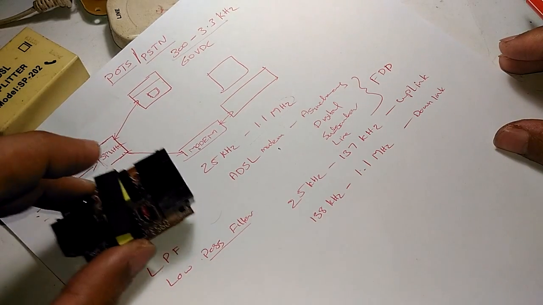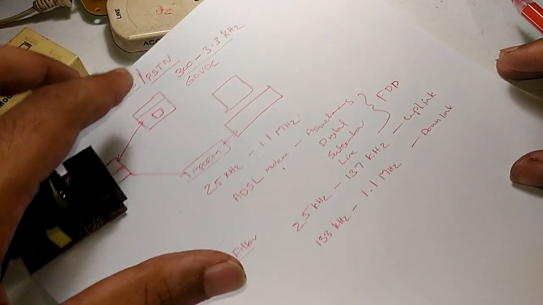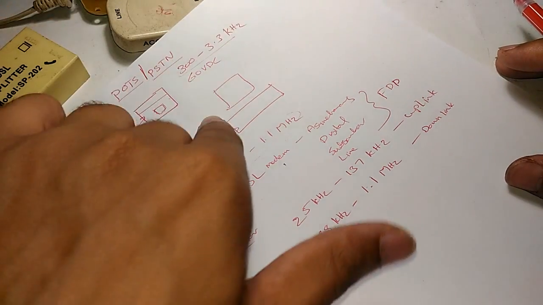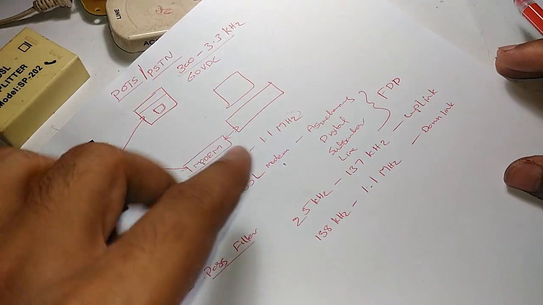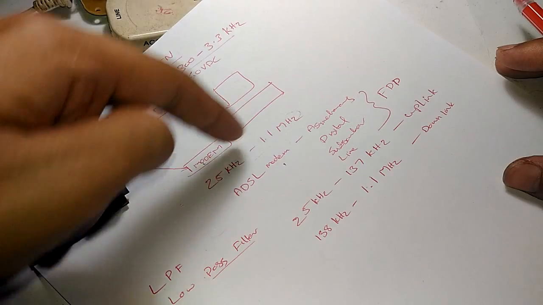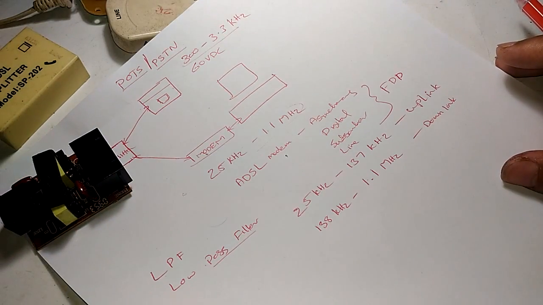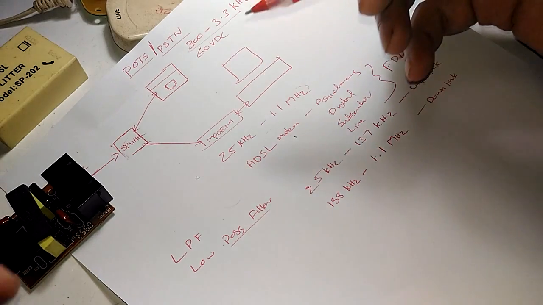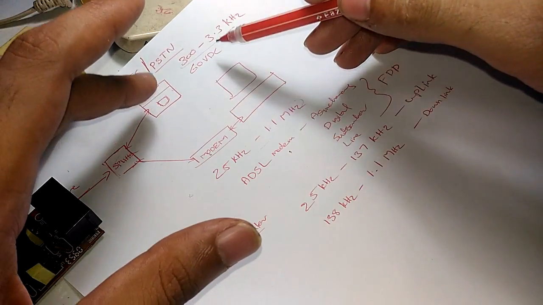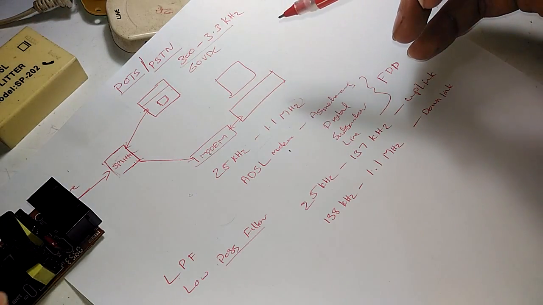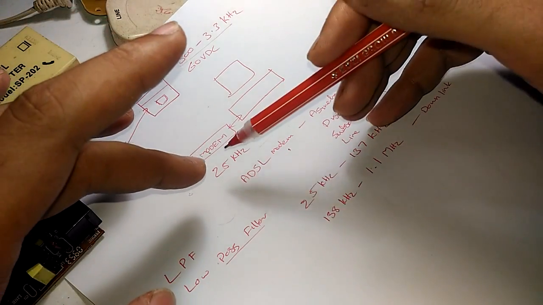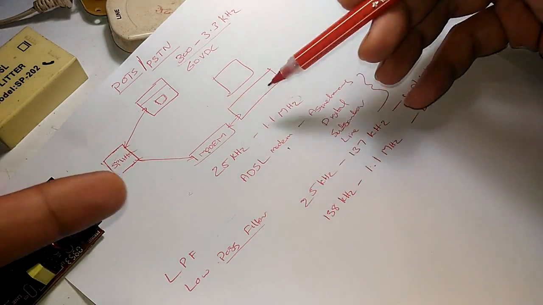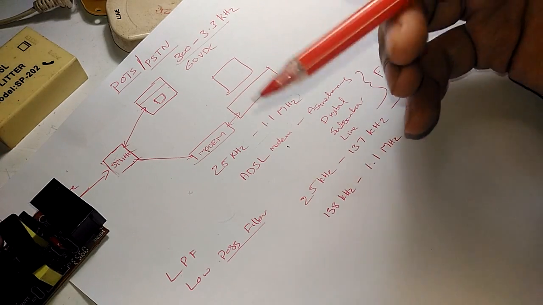So the splitter passes all the 300 to 3.3 kilohertz and blocks all the 25 to 1.1 megahertz signals. Now you may be asking why it is blocking the 25 to 1.1 megahertz signals, because if it blocks them, how can you communicate? That is a question in your mind.